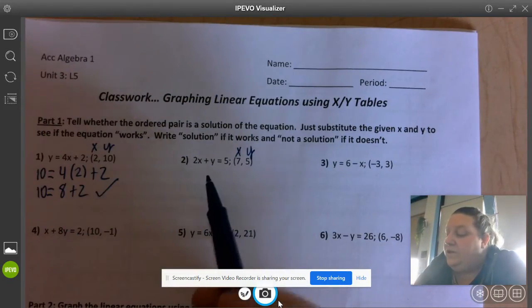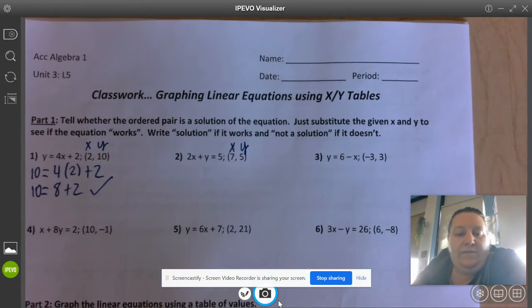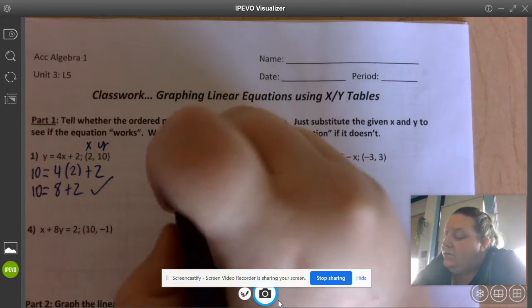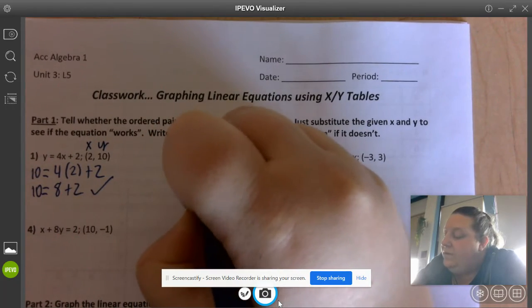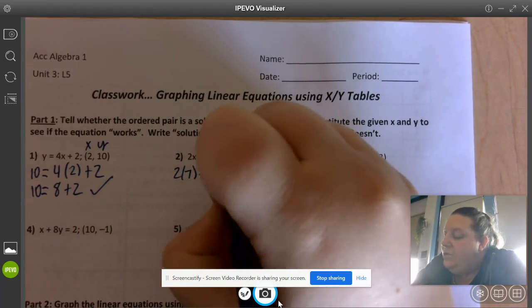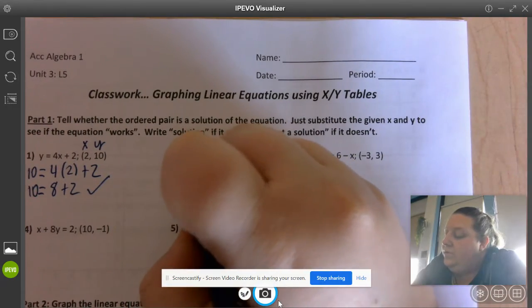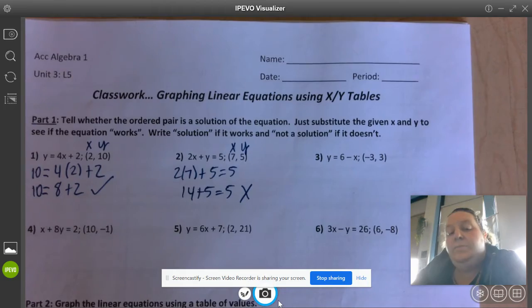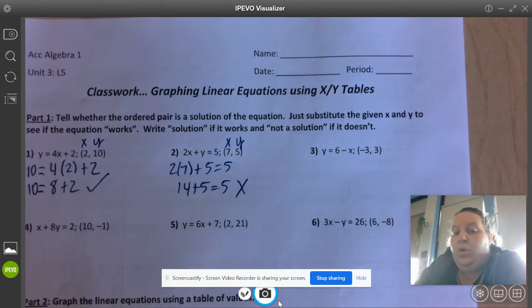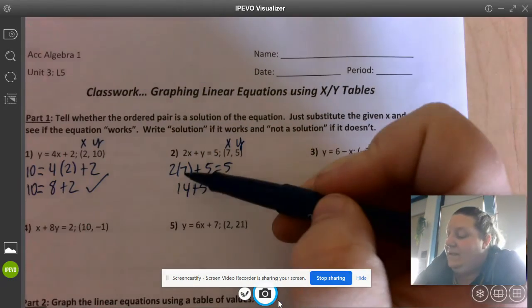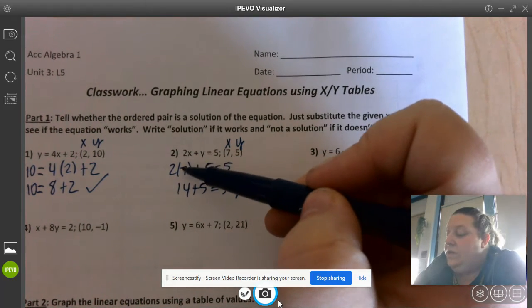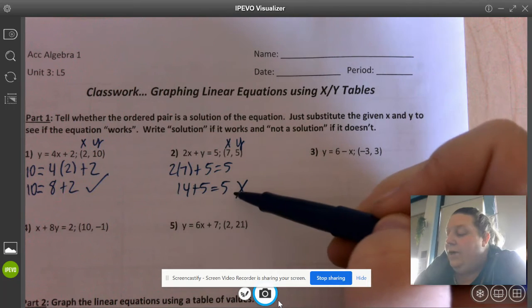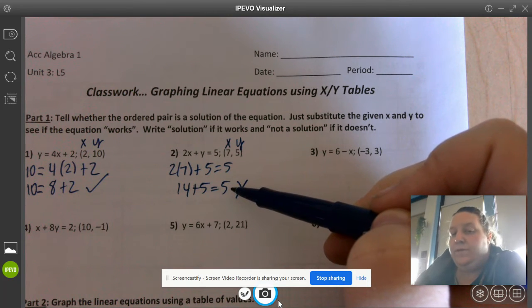Now, this is actually a function as well. It's just written in a different form. So when I go ahead and replace x and y, this is 2 times 7 plus 5 equals 5. So 14 plus 5 equals 5. That's not true. So that means (7, 5) doesn't work. Now, if I put 7 into the equation, that would give me 14. When I add 5 to it as the output, it doesn't give me 5. So it doesn't work for this equation.